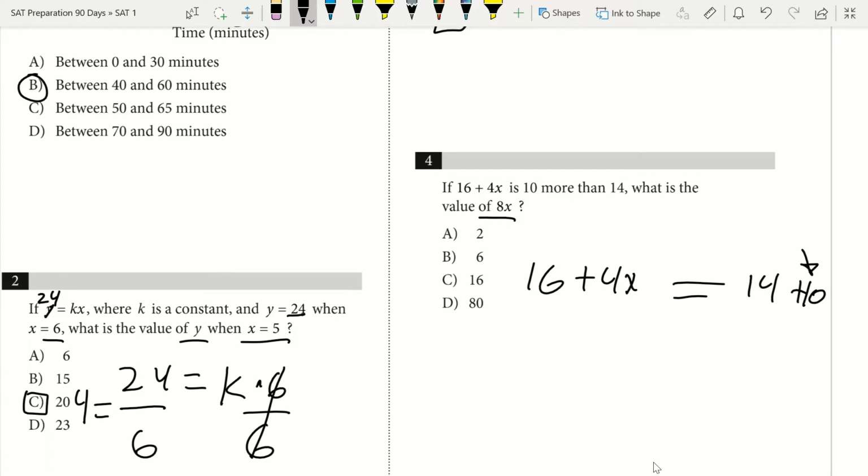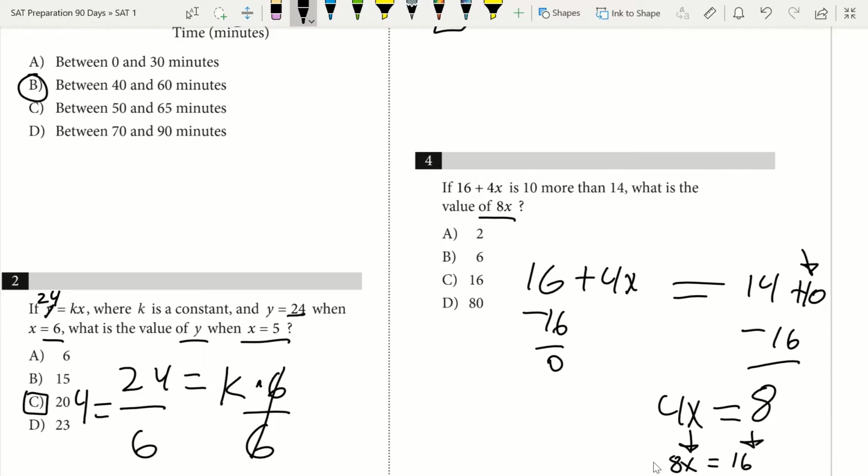What's the value of 8x? If we're going to solve for 8x, we can subtract 16 from each side. We have 14 plus 10, which gives us 24. 24 minus 16 is 8. So 8 is equal to 4x. At this point, we're asked to solve for 8x. We know that 4x times 2 gives us 8x, so we multiply this 8 by 2 as well, and that gives us 16 equals 8x. So our answer is C for number 4.